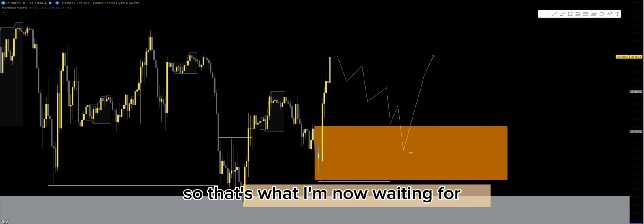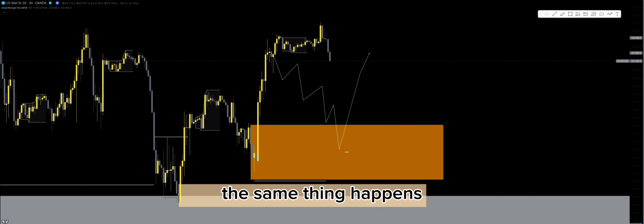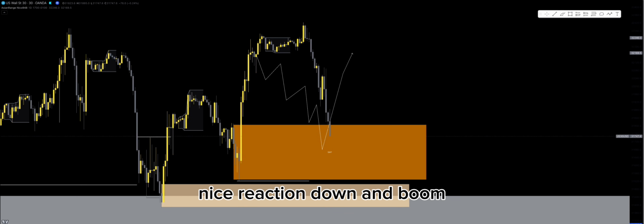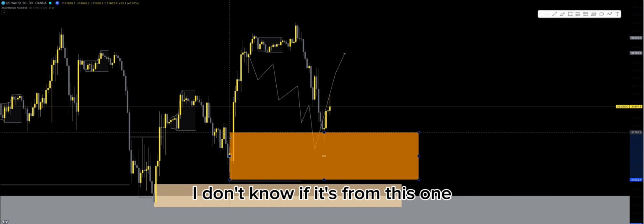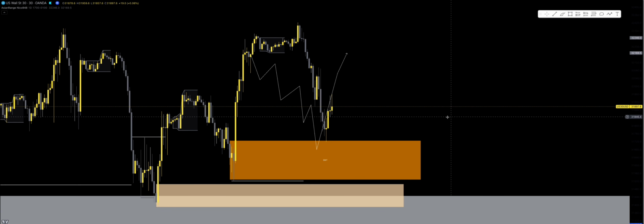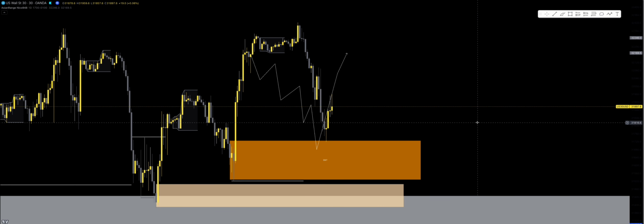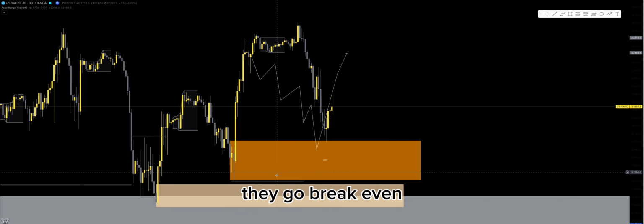Is it from the whole order block or the entire demand zone? That's what I'm now waiting for. So again, if I just play price action, the same thing happens. Liquidity has been created through the Asian low. We'll get a nice reaction down and boom, they get the reaction that they desired, right? I don't know if it's from this one. Yeah, it's from this one here, sniper entry or whatever. And they're all excited, so when they see price go up in a way, they go break even.